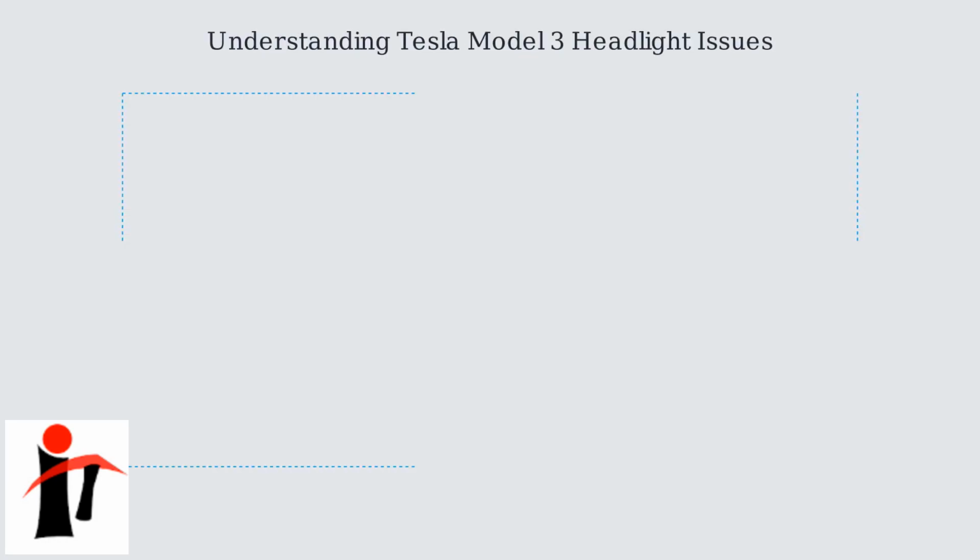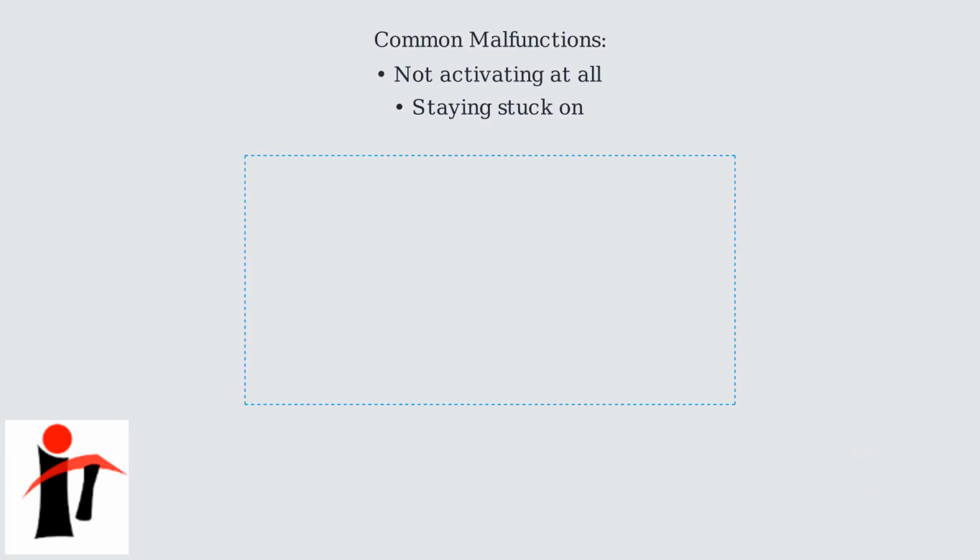Tesla Model 3 headlights can experience issues where they fail to activate or remain stuck in the on position. These problems stem from a mix of hardware quirks, software glitches, and user settings, particularly in the adaptive lighting system.